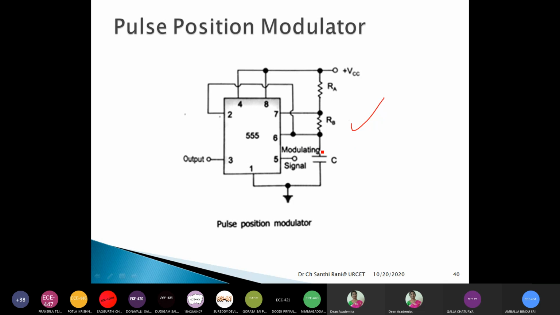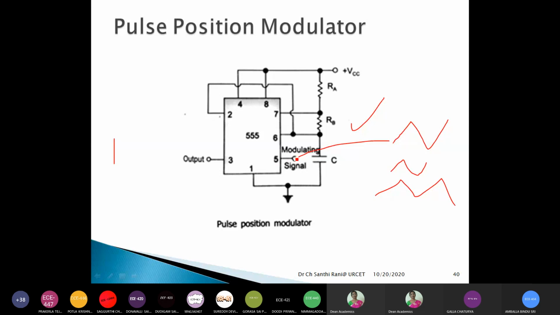What we do is, at the modulating input, we apply a modulating signal, that means at the control voltage. What is this pin, ma'am? Control pin, right? So we have to give the control voltage here. If you give some modulating signal, either a sine wave or a triangular wave, whatever you want, you will get the output as pulses. Actually, a square wave it should give.